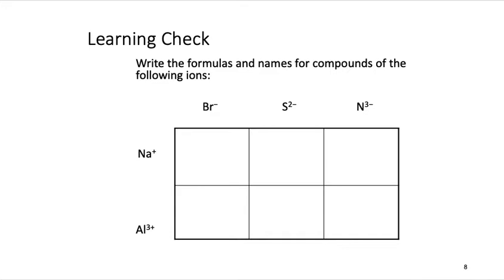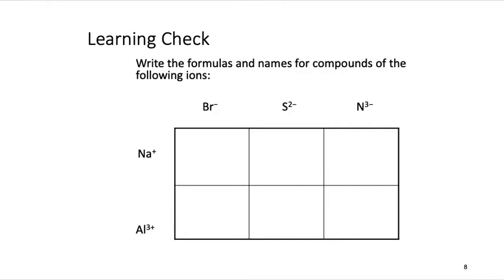Na2S. Okay. What about sodium and nitride? I've got 3 negatives and 1 positive. How many positives do I need to balance with 3 negatives? I have to have 3. So your name would be sodium nitride, but your formula would be Na3N.